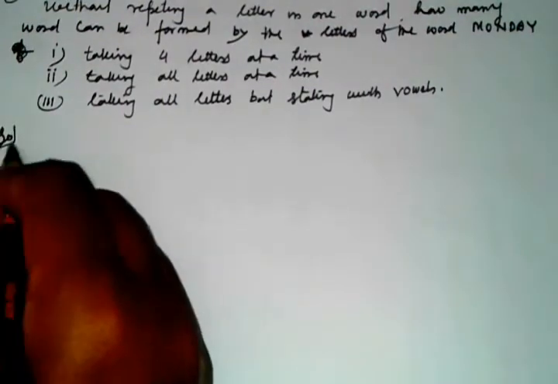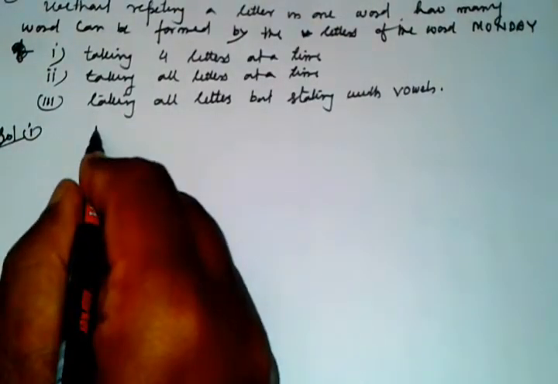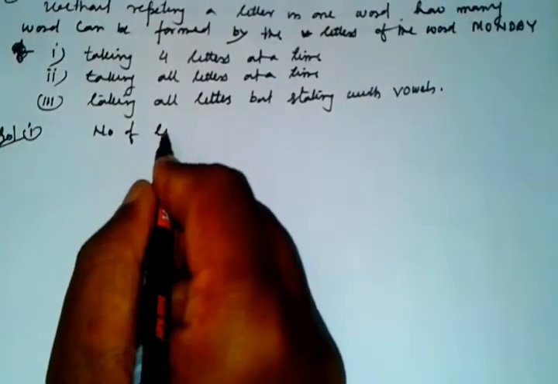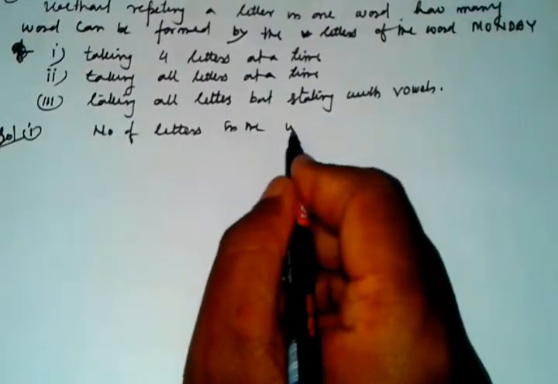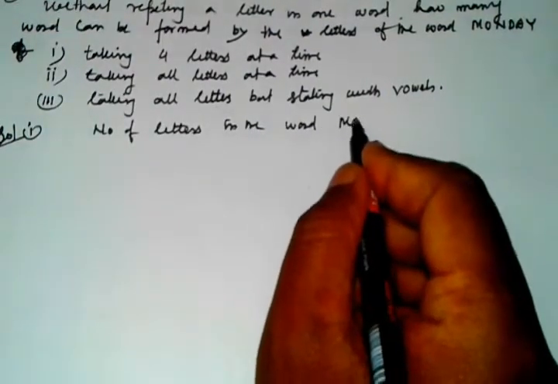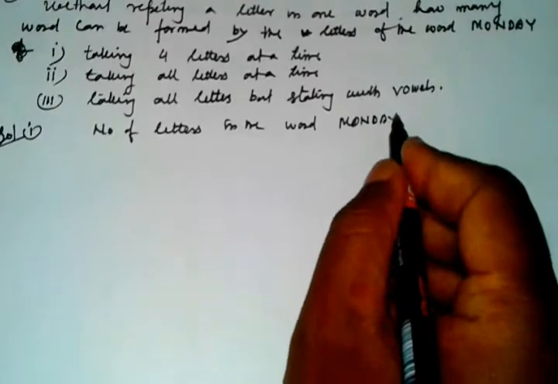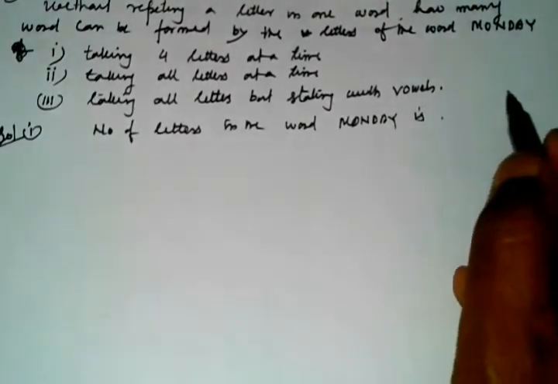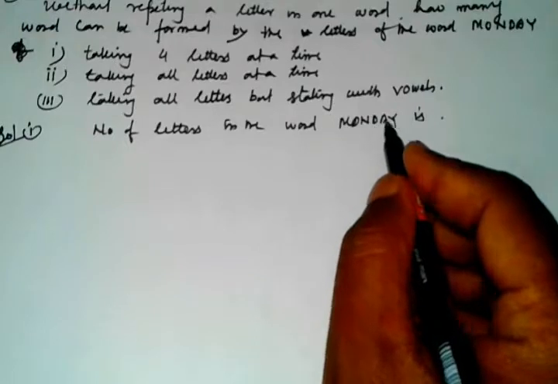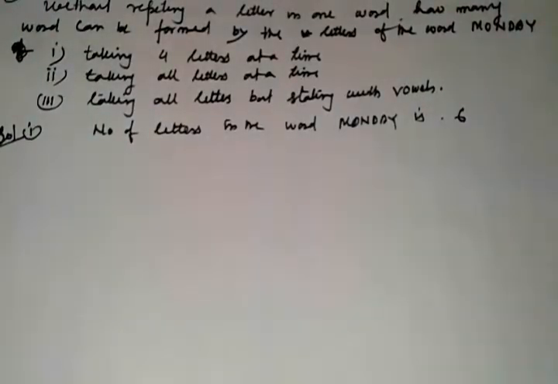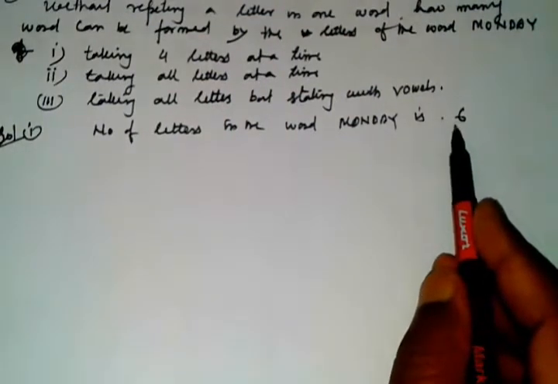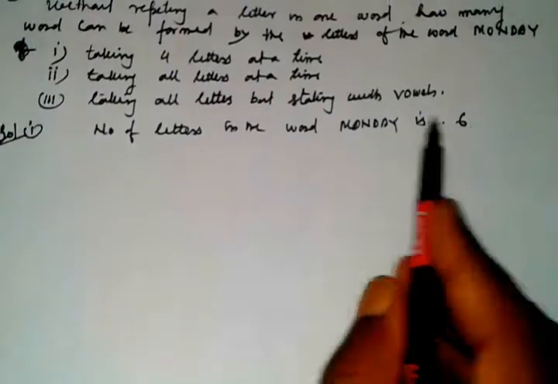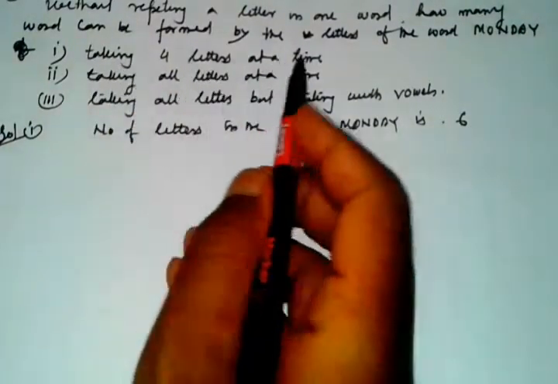Solution: number of letters in the word MONDAY is 1, 2, 3, 4, 5, 6. Yes, 6. If we take 6 letters at a time, then the number of words will be factorial 6. But here it is given taking 4 letters at a time.